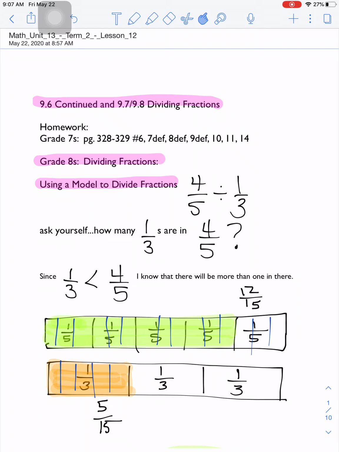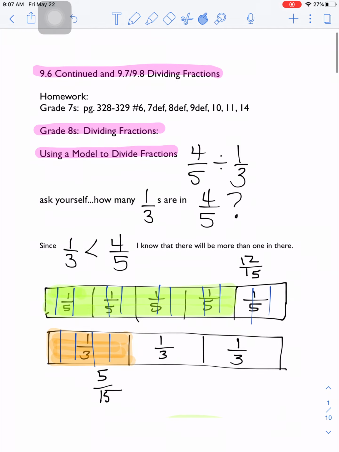Grade 7s, you guys are continuing with adding and subtracting fractions that are mixed numbers. So again, there's a bunch of practice questions. They're from the same pages as the last math lesson, but they are attached at the bottom. If you need any help with that, make sure you send Mr. Roofer or myself a message.